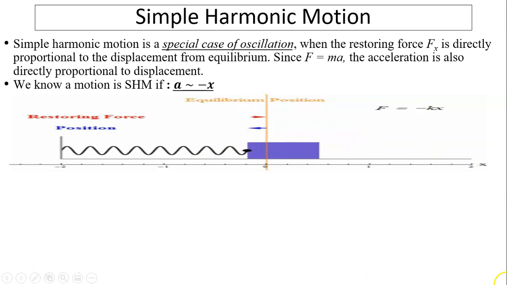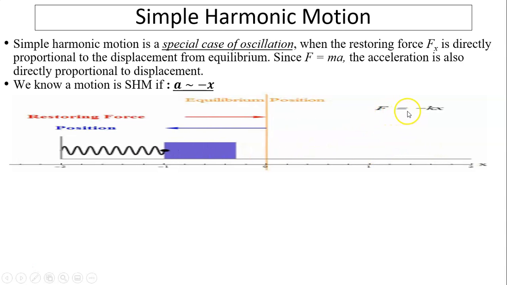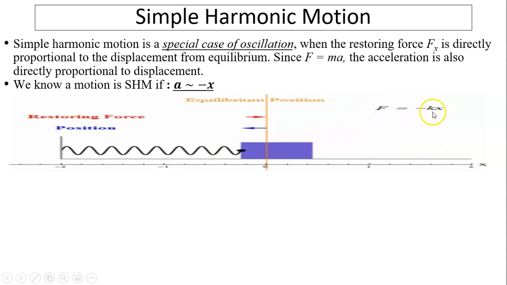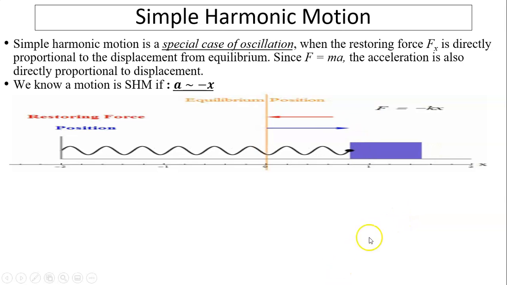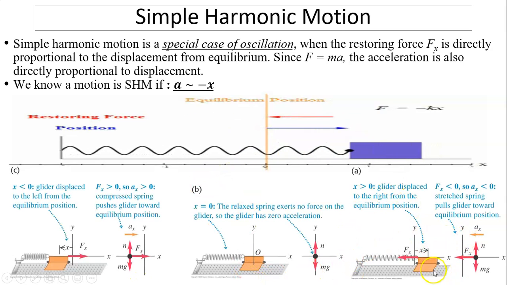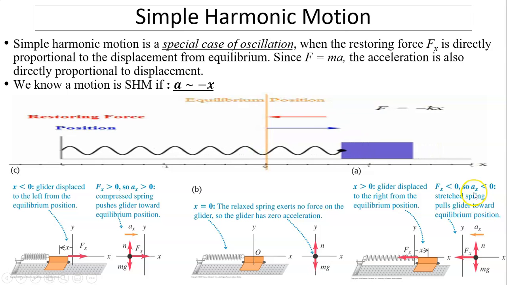Here, a box vibrating on a spring is simple harmonic motion because the force acting on the box equals negative kx. This is Hooke's law. So F is proportional to negative x. a is also proportional to negative x. Here is the force diagram on the box. When the box is stretched, the displacement is greater than 0, but the force is less than 0, and the acceleration is less than 0.